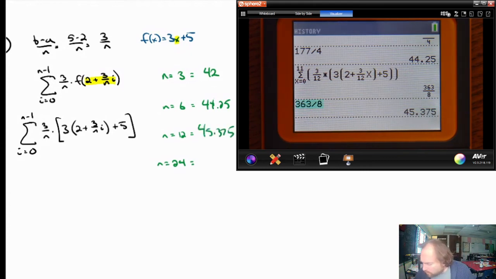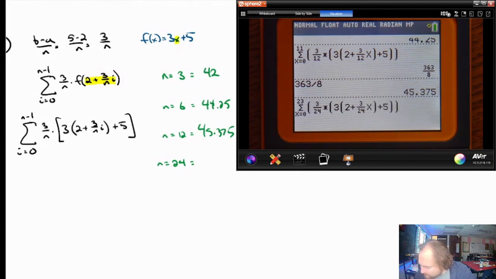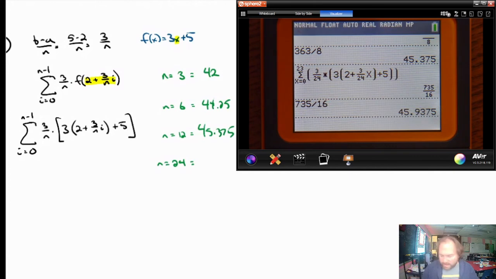And we'll do one more. We'll do 24. This is going to be the number 23 on top. This is 24. This down here is 24, and that should give us a pretty reasonable approximation. 735 divided by 16. 45.9375. It appears that we're approaching a limit. I would guess that limit looks like it's 46.